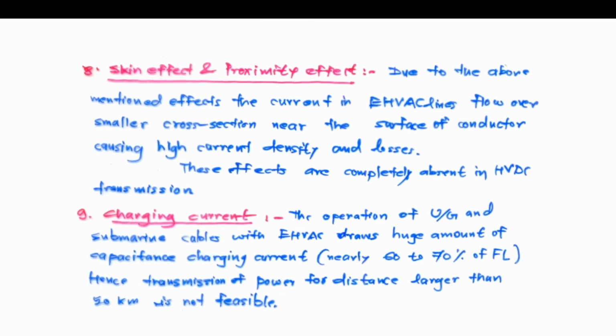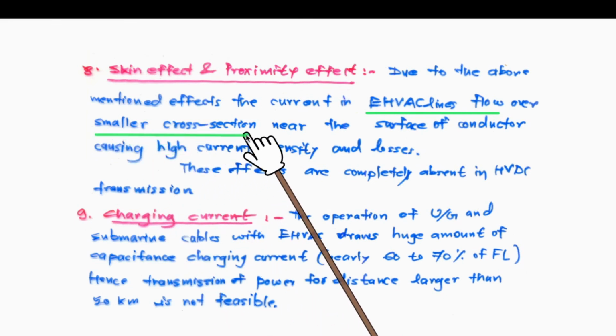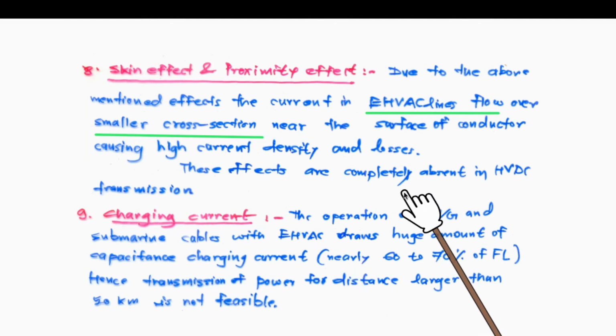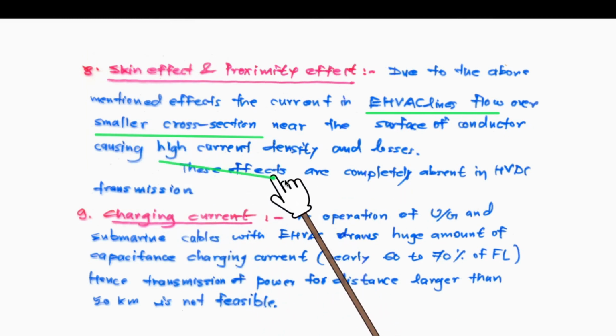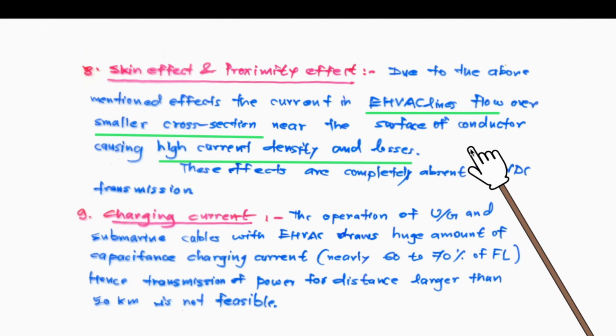Next, we come to the other effects, that is skin and proximity effect. Okay, what is the skin effect, what is the proximity effect? These are both the inductance related effects and will be observed mainly in the EHV-AC lines. Due to skin effect and proximity effect, the current flows over smaller cross section near the surface of the conductor. Consequently the current density is higher and losses are also higher.